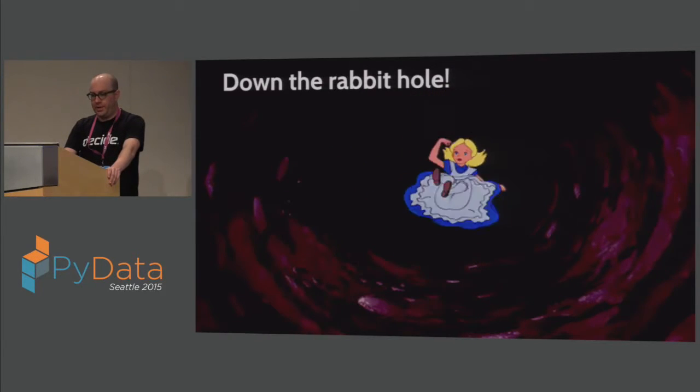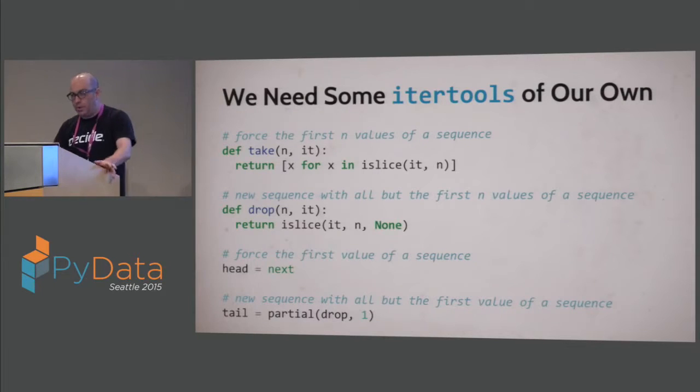And so here's where we start going down the rabbit hole. To start with, itertools does not have all the itertools that we need. So we need a few of our own. For instance, we will want to realize the first several values of a sequence.